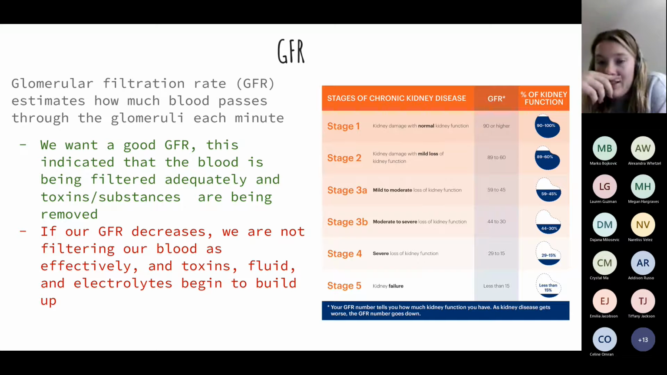So I included some of the stages. Just keep in mind when we have stage 5, that is less than 15% of kidney function, and it's a GFR of less than 15. That's when these patients have chronic renal failure and they're going to require dialysis. So if we see my patient is in stage 2, we're going to want to provide some education on how they can take a little bit better care of their kidneys because once you lose function, you don't get it back.